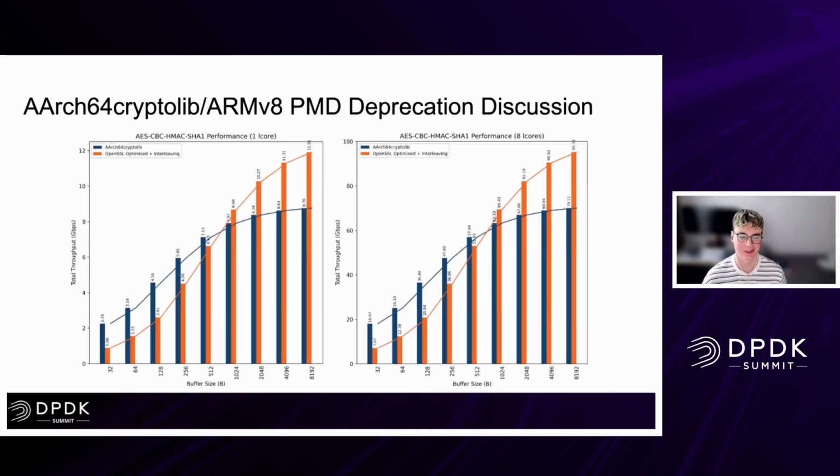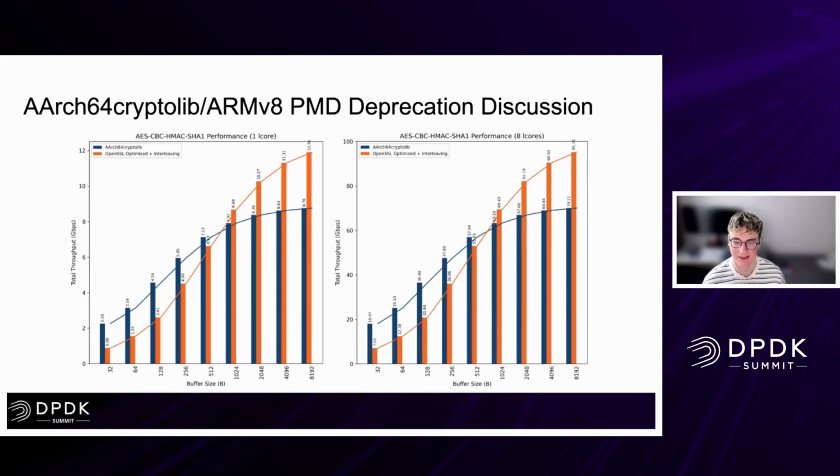So, okay, here's the graph that I've been waiting to show you, which is the comparison of AArch64 CryptoLib versus the OpenSSL PMD with all the optimizations that we discussed before. So the interleaving optimization and the PMD cipher context lifetime optimizations. And you can see, okay, maybe this isn't the result we were dreaming of. We are getting better throughput, but only at buffer sizes larger than, let's say, 750.